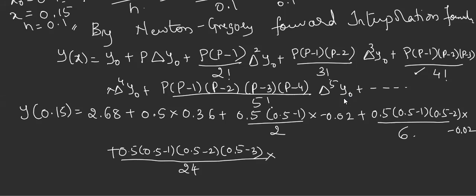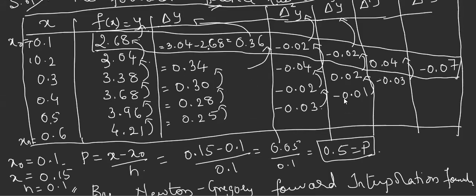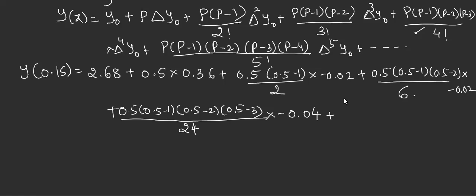4 factorial is 24. Tell me, delta raised to 4, how much have you got? Minus 0.04, and plus. Yes, it is plus. Cancel it, otherwise if you say plus into plus, there is confusion. Again, p minus 1, p minus 2, p minus 3, p minus 4, that much is correct.